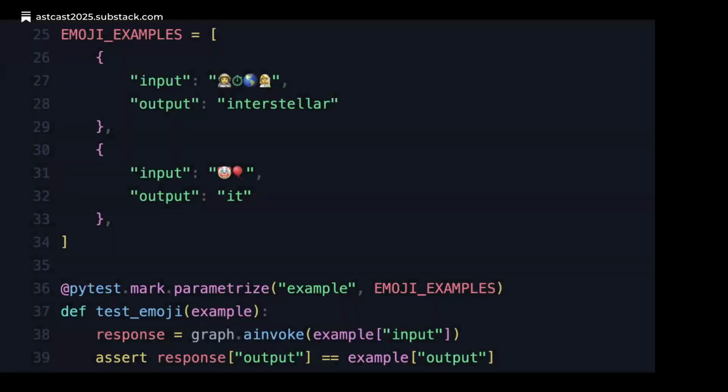So let's use this. This is a test automation example using PyTest, where I have all these different emoji examples. Right now it's only 2 because it fits on a screen, but you can imagine I could have hundreds or thousands of these inputs. You parameterize a test, so that way you can have all these examples and feed it into one test function. And then, did it get it right? For the first one, the output should be Interstellar. The second one, it's a clown with a balloon. It should be It. Did it get both of them correct? Did it get one of them correct, or 0 of them correct? It's either 0% right, 50% right, or 100% right.